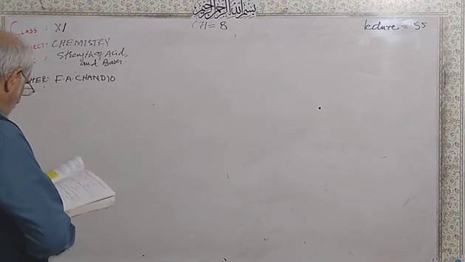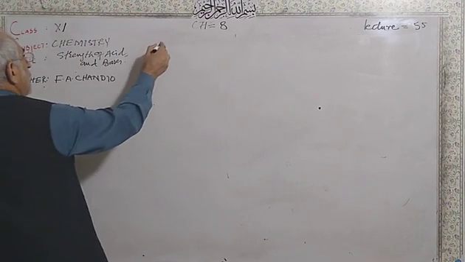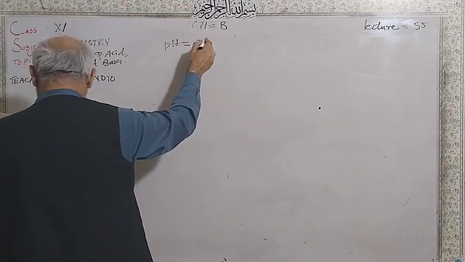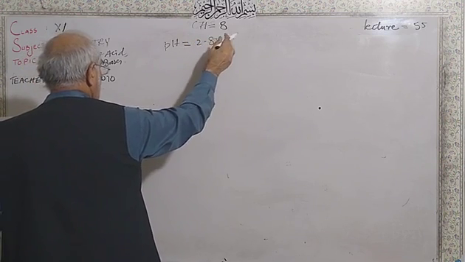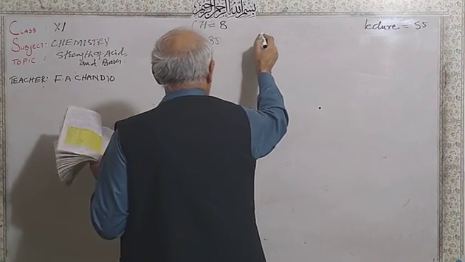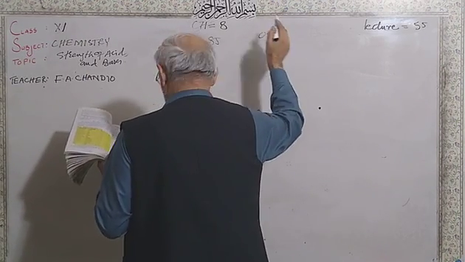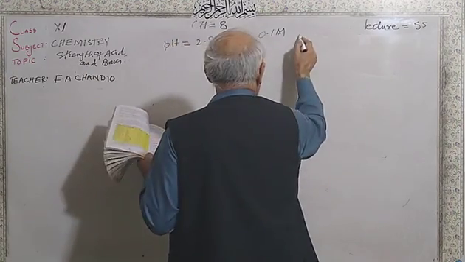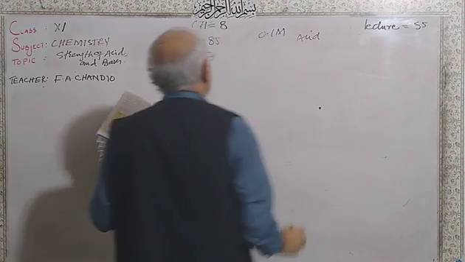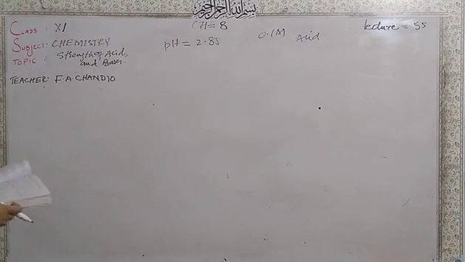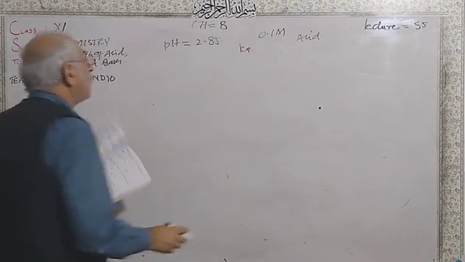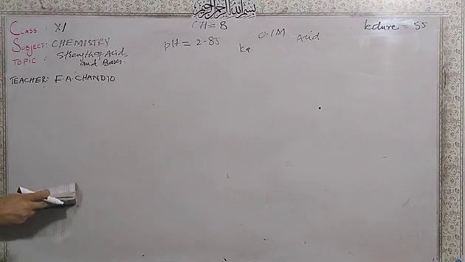The pH of a 0.1 molar solution of an acid is given as 2.85. The name of the acid is not mentioned. Calculate the ionization constant of the acid, meaning you have to find the value of Ka.